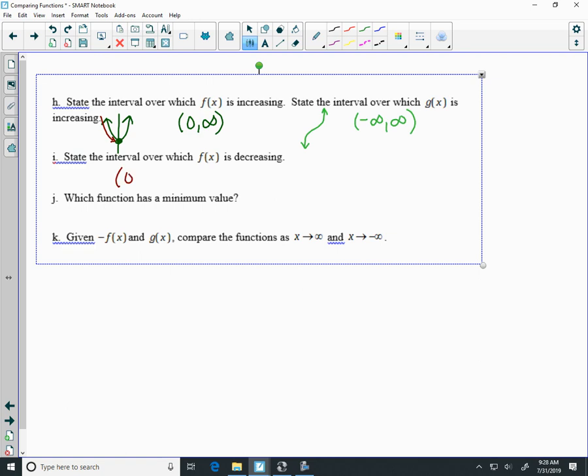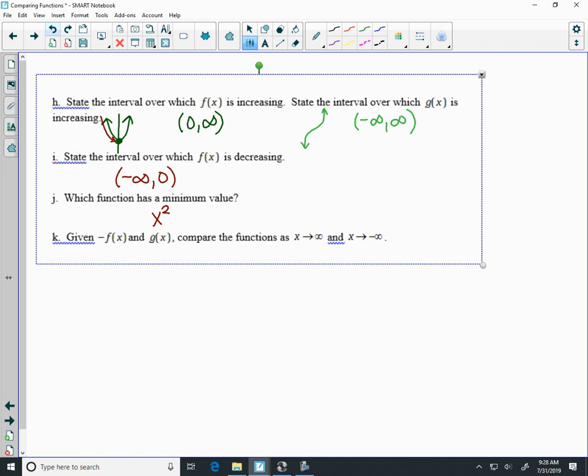So from negative infinity to 0. And again, 0 is that turning point. So when you're talking about increasing and decreasing intervals, you're not going to include that turning point. Which function has a minimum value? X squared has a minimum.